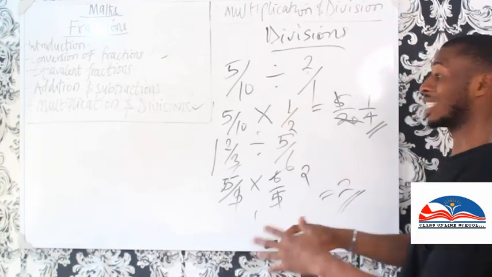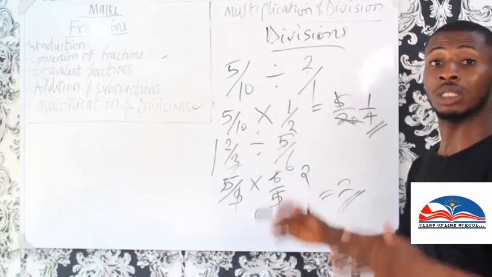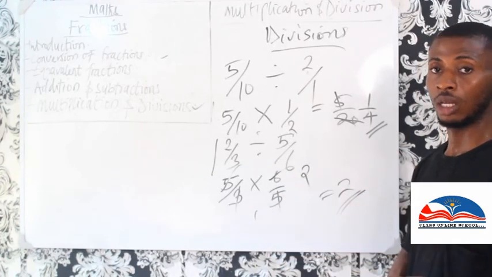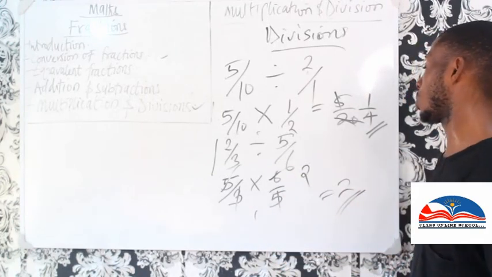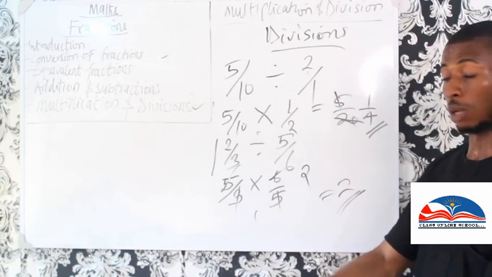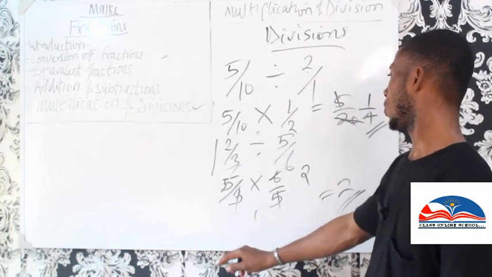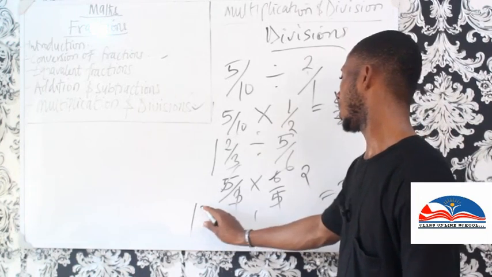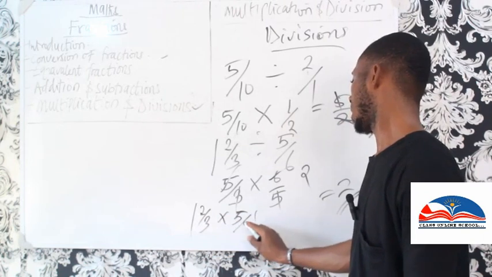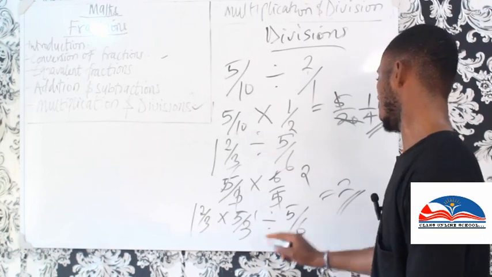Okay, if you try it in all ways, whether it is being mixed, anyhow you want to do it, you will still get the same answer. And even in a situation where we have multiplication and division all in the same question, let me say we have 1 whole number 2 over 3 times 5 over 3 divided by 5 over 6.